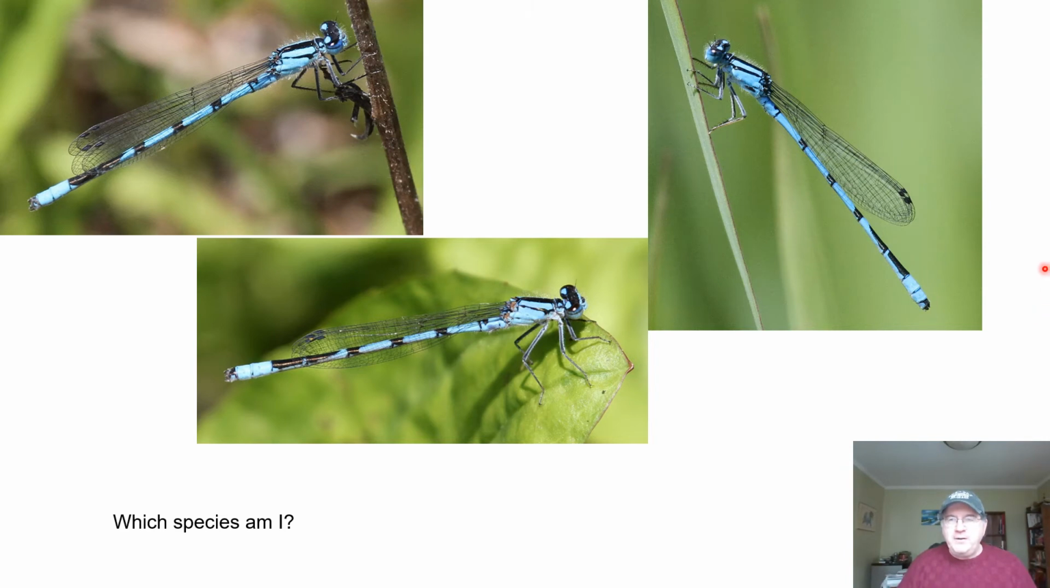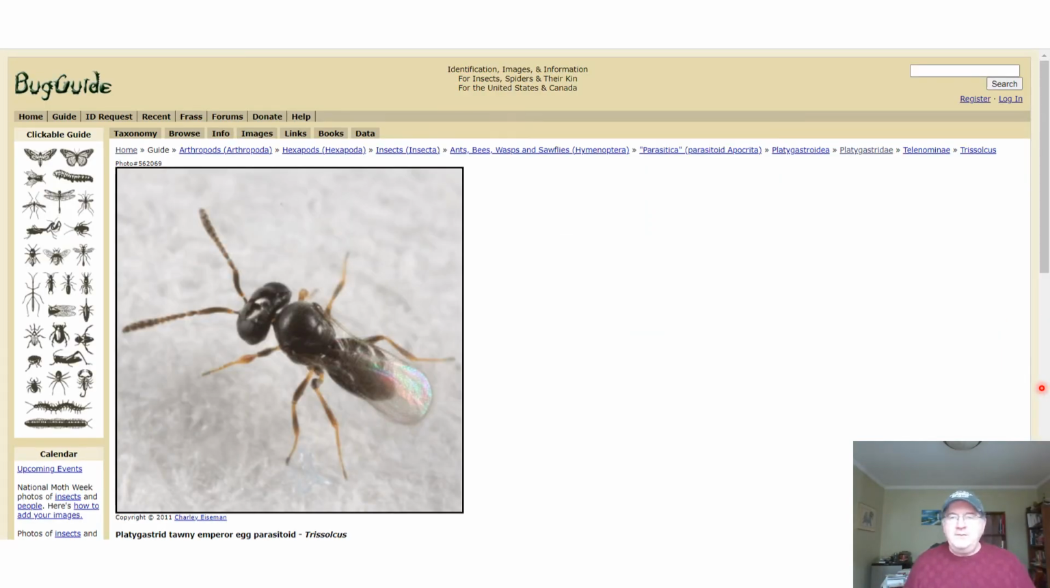An example I'm more familiar with, since I'm not an expert at the species level for these damselflies, is one of these little wasps. Now you can see at the breadcrumbs up here that this thing has been identified as arthropod, hexapod, insect, ants, bees, wasps, Hymenoptera. Parasitic Hymenoptera, the parasitoid Apocrita. We'll talk about that when we get to Hymenoptera. The superfamily Platygastroidea, the family Platygastridae, the subfamily Telenominae. All right so far, but that's wrong.